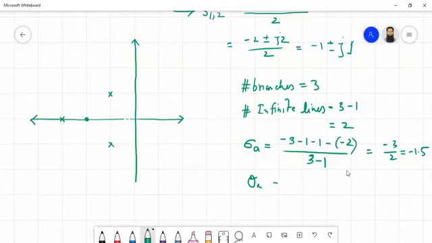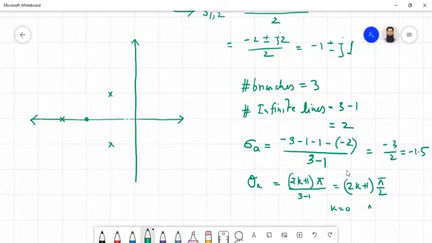theta A. Theta A is twice k plus 1 multiplied by pi divided by 3 minus 1, that is finite pole minus 0. So basically 3 minus 0 is 2, so twice k plus 1 into pi by 2. So k equal to 0 is giving you pi by 2 or 90 degrees, and k equal to 1 is giving you 3 pi by 2 or basically 270 degrees or minus 90 degrees.